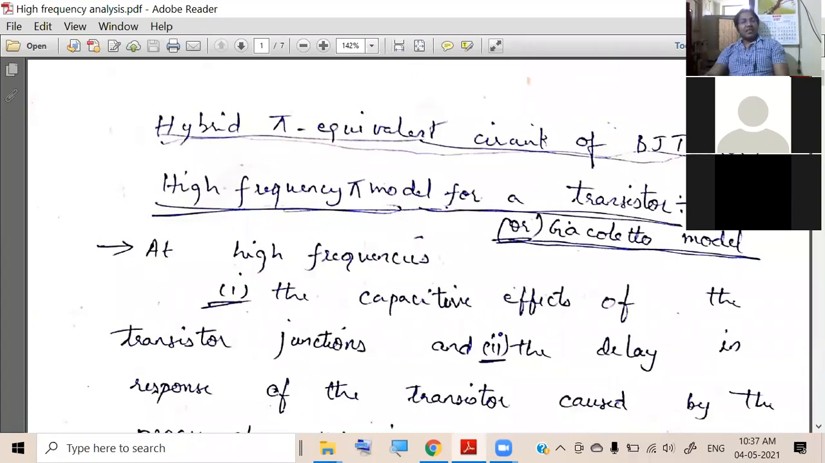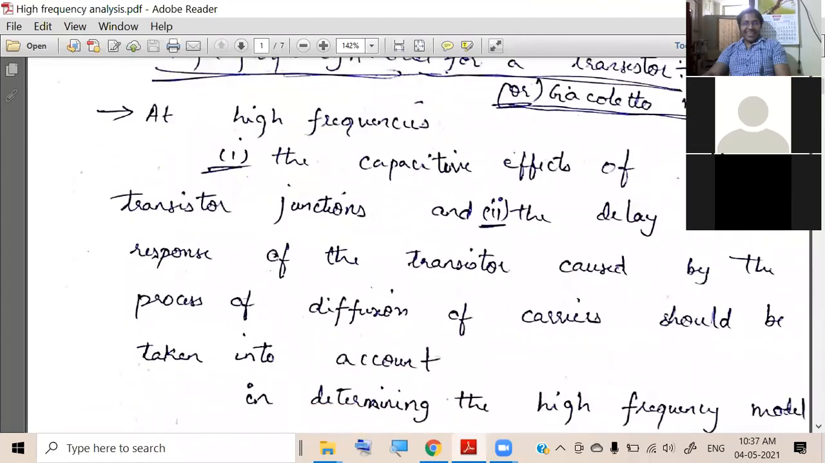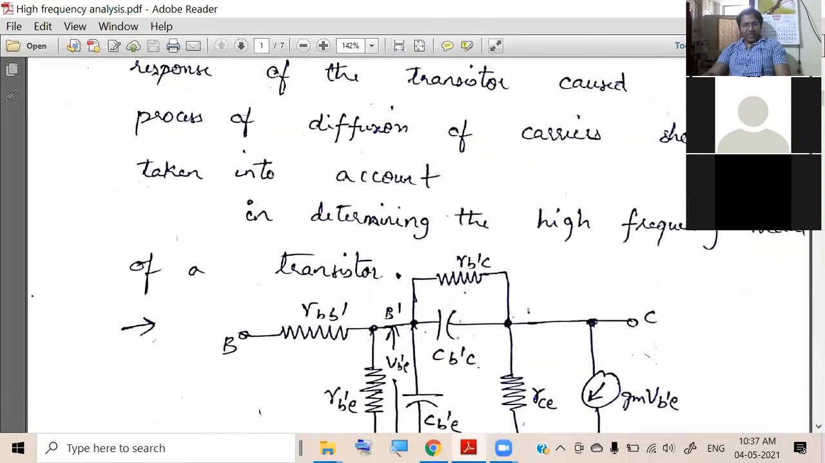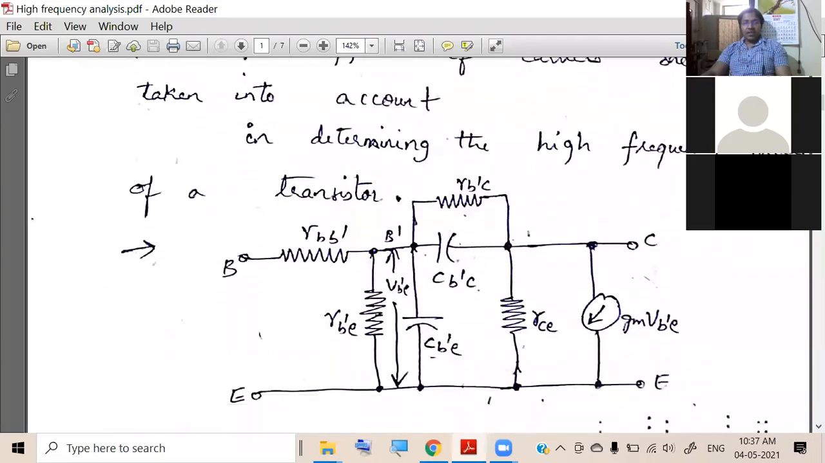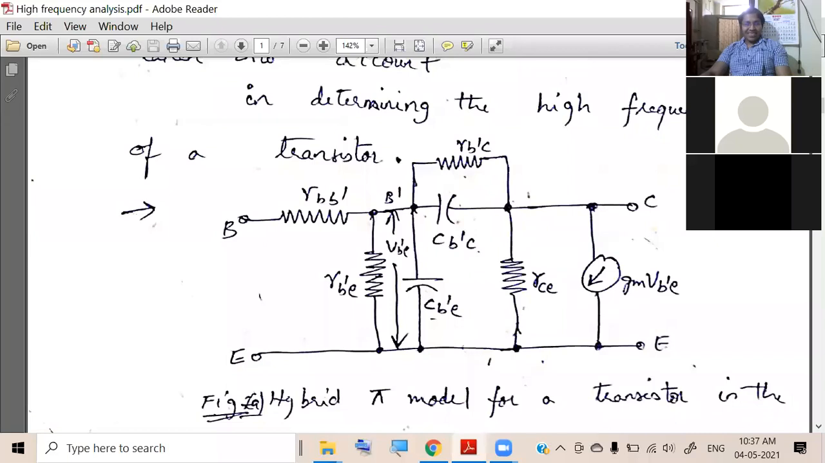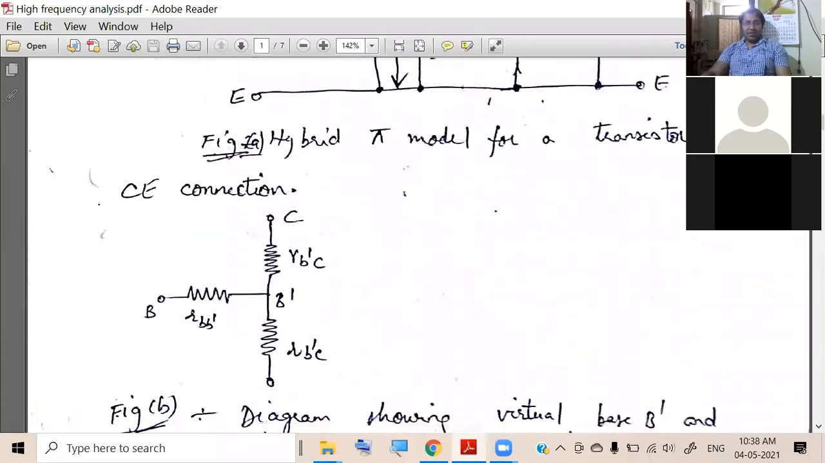So, in the previous class, we started discussing the hybrid pi equivalent circuit of the bipolar junction transistor, or the high frequency pi model of a transistor, also called the dielectric model, right? We have seen that primarily we consider capacitive effects and delay. The RC combination gives delay, and because the transistor provides current gain, we have a current source, a dependent source. All this we have discussed in the previous classes.